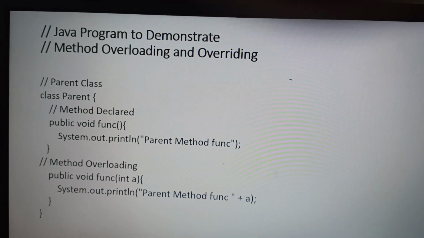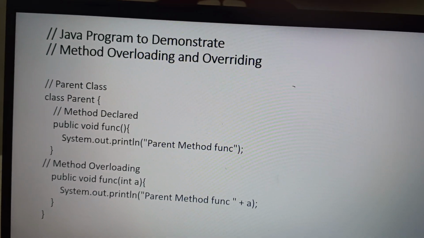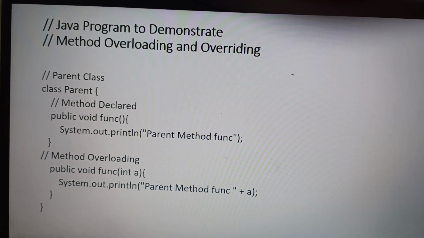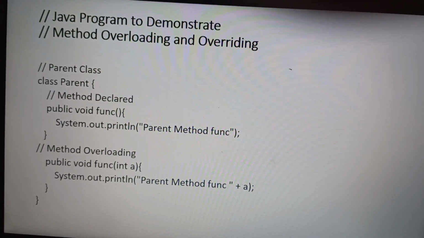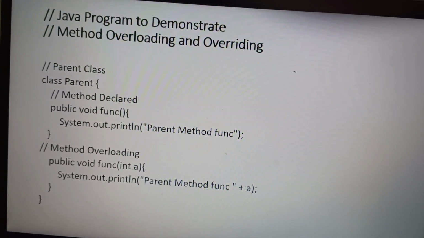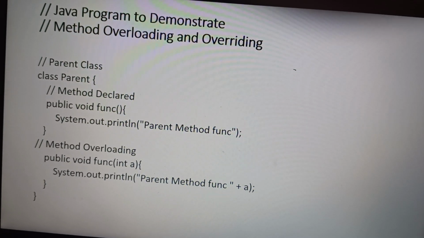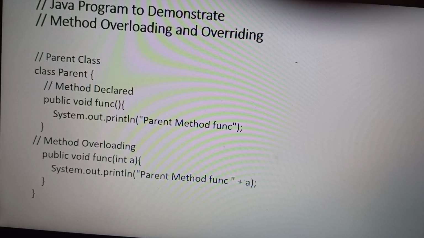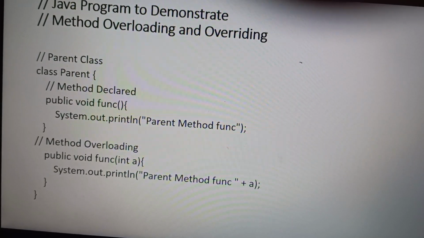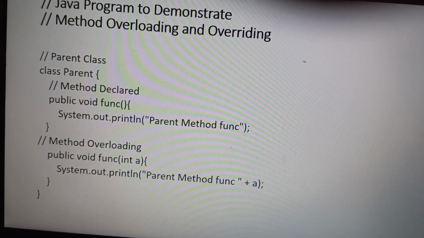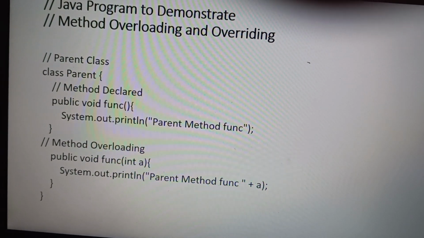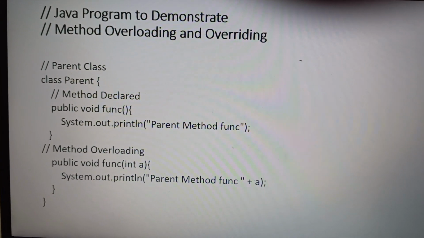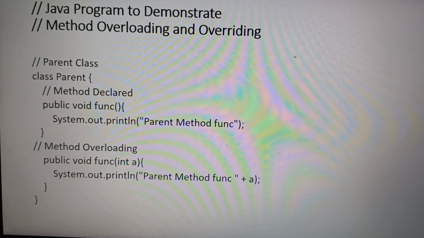So let us see one example which demonstrates use of method overloading and overriding concept. See line number 1. Here we are considering two classes. One is known as parent class and another is the child class. Okay. So suppose class parent. So here in class parent we are declaring one method.